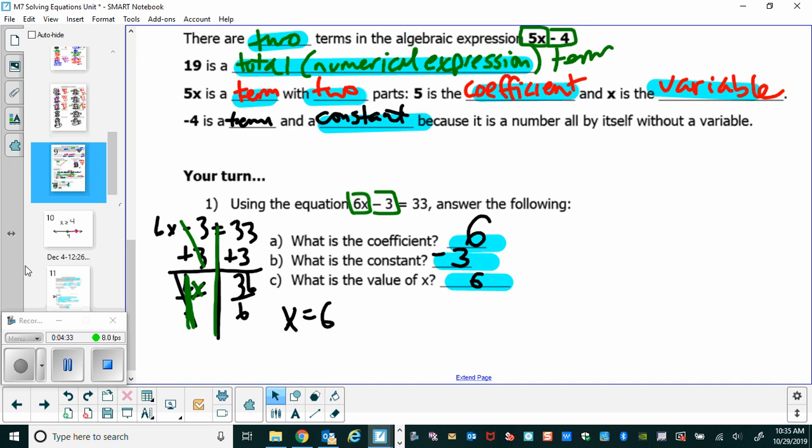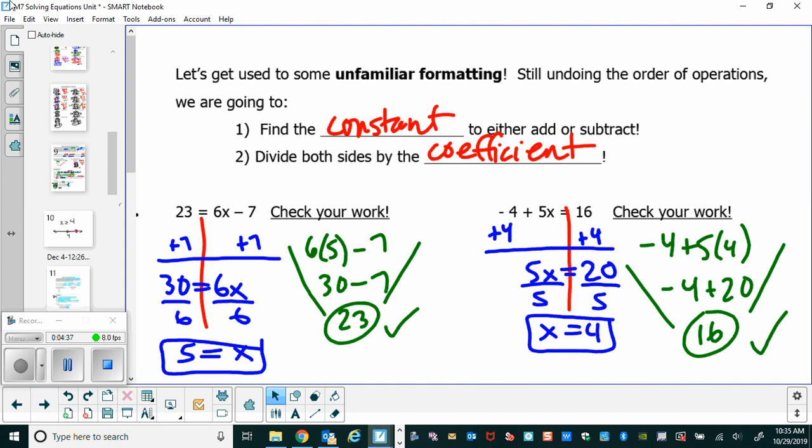Now let's flip over to page 8. Here we go. So we're going to get used to some unfamiliar formatting here on page 8. We're still undoing the order of operations. And the first thing we're going to do, we're going to look for the constant. And we're going to either add or subtract to cancel it out. And then the very next thing we're going to do is we're going to divide both sides by the coefficient.